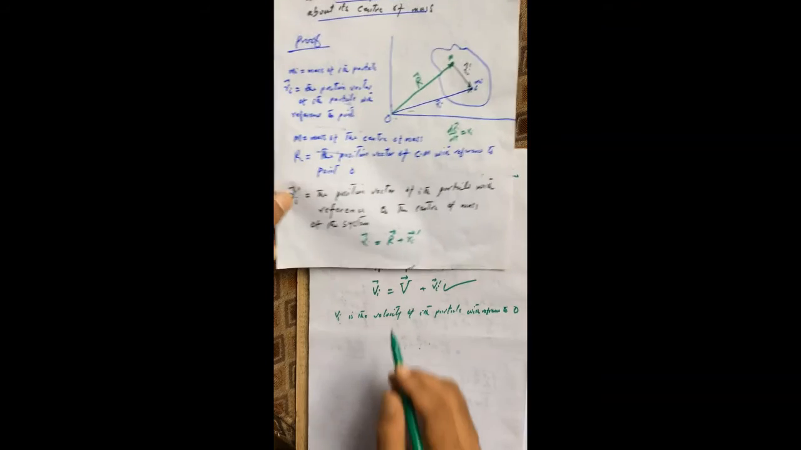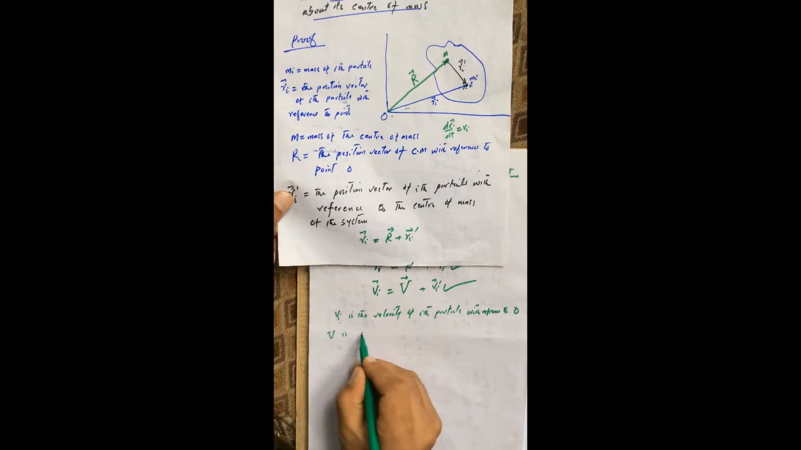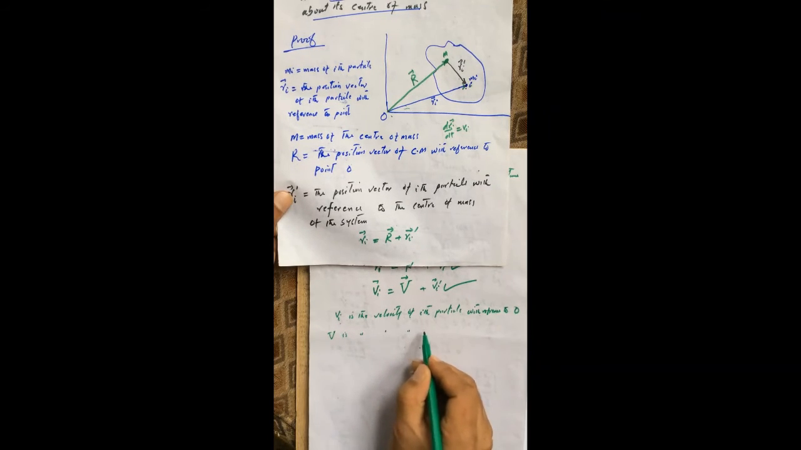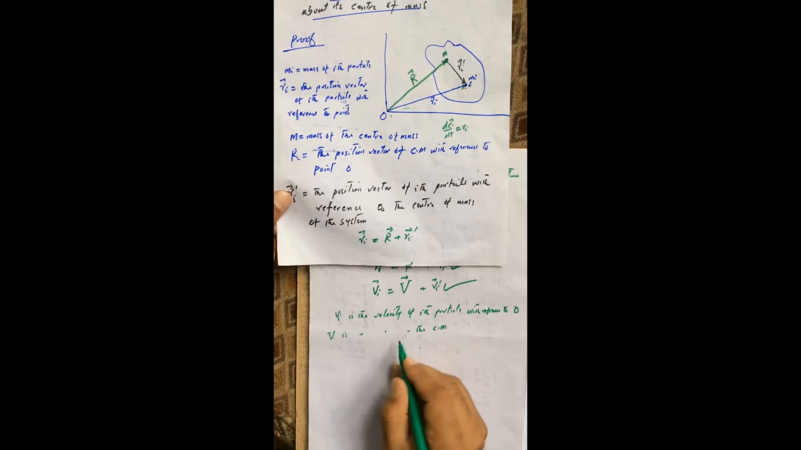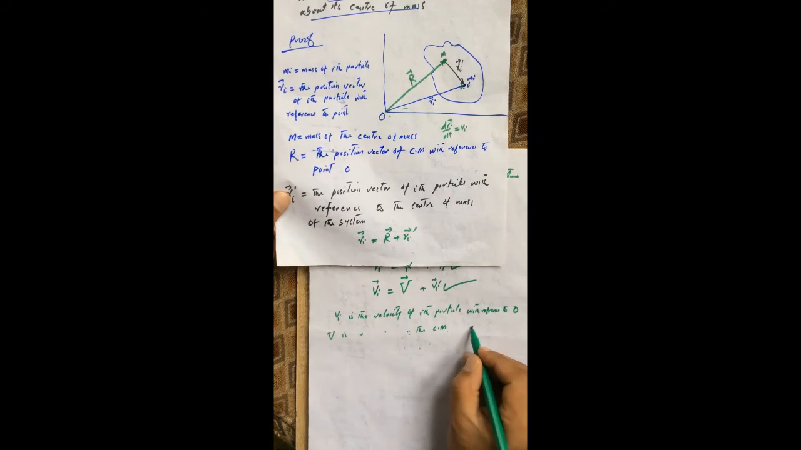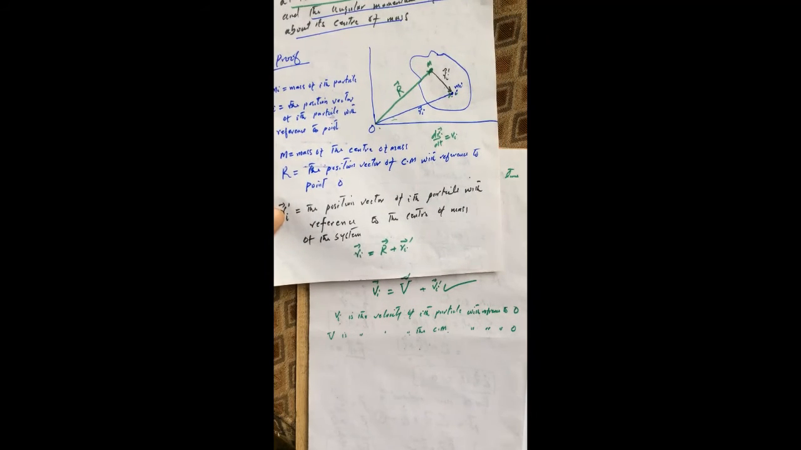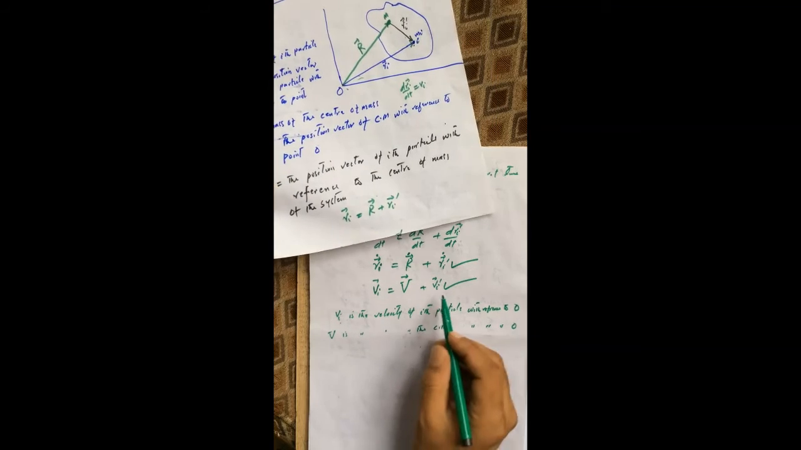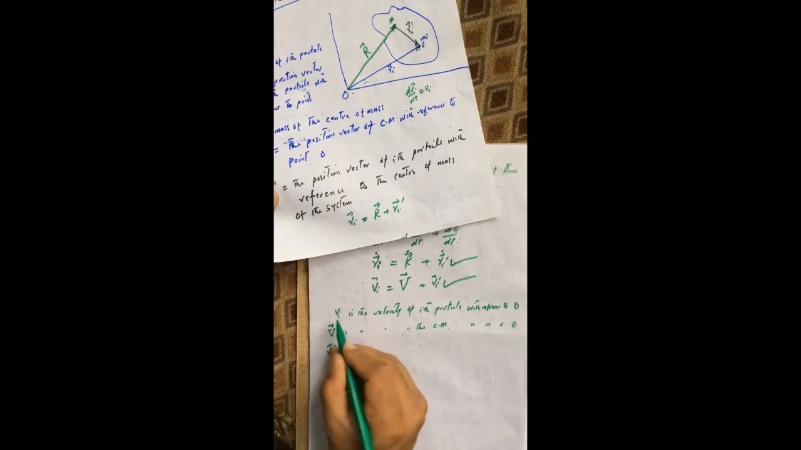Similarly, we have this capital V, which is the velocity of the center of mass with reference to the origin. And what is Vi prime? These are velocities, so we have to put vectors here.